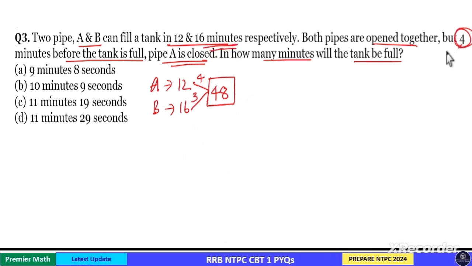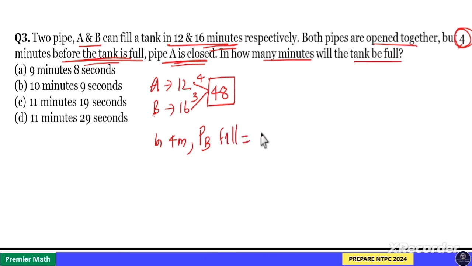But 4 minutes before the tank is full, pipe A is closed. So pipe A closed 4 minutes before the tank filled. So in that 4 minutes, pipe B alone worked. So pipe B alone fills 4 into 3, 12 unit of water in 4 minutes, because pipe A closed.